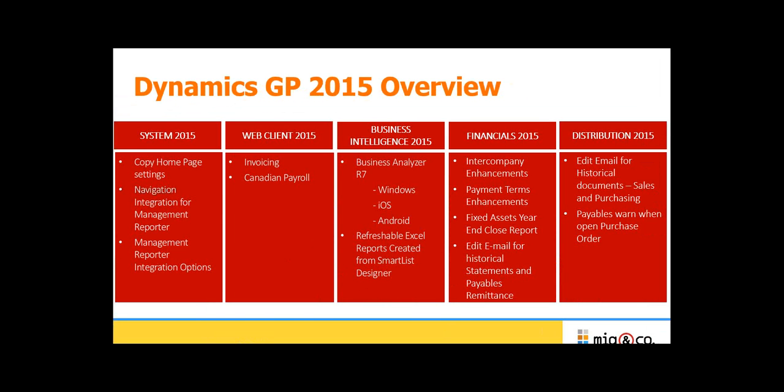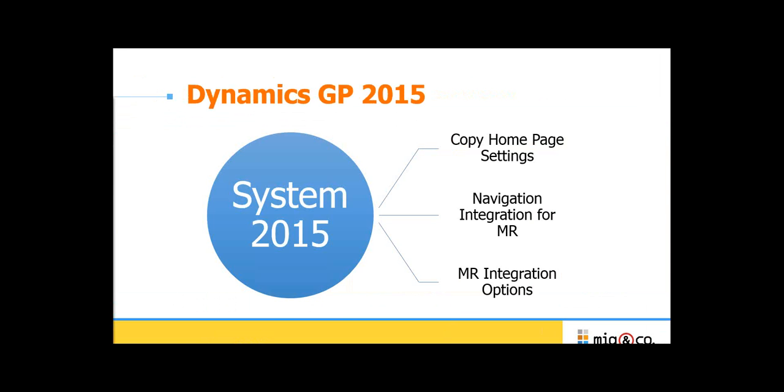And finally, we will round up our discussion this afternoon with the new warning message in payables, alerting us when an existing purchase order exists for the vendor we are processing. So let's get started on the next slide and take a look at the system-wide features.